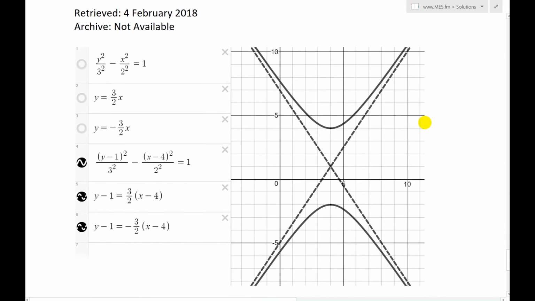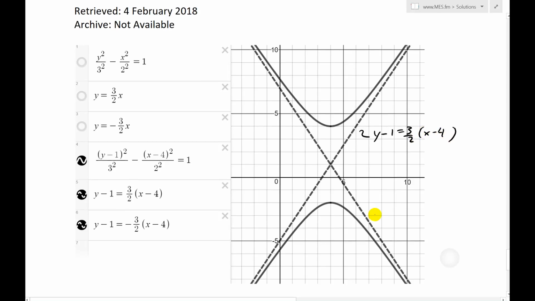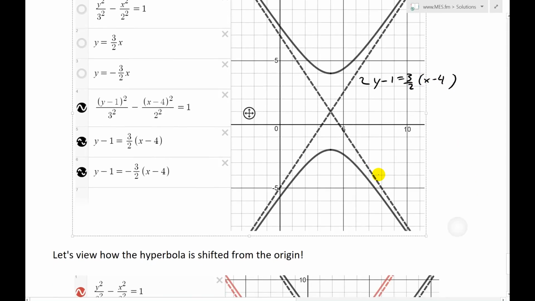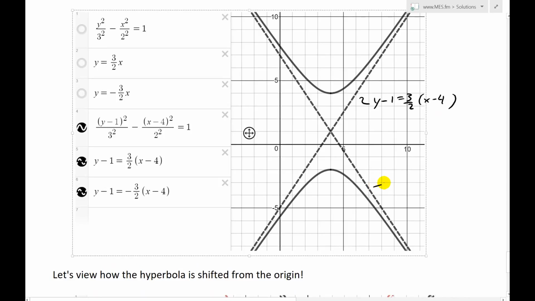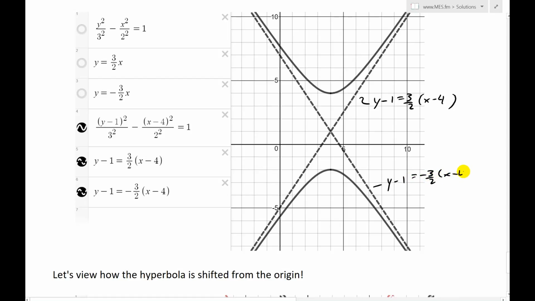And here are these values. I've hidden these ones right now. So here's our (y minus 1) all squared minus (x minus 4) all squared, like that. And there are our asymptote lines, like here. This is a positive one. This is y minus 1 equals 3 over 2 times (x minus 4). And this is the positive side. This is the minus side over here.